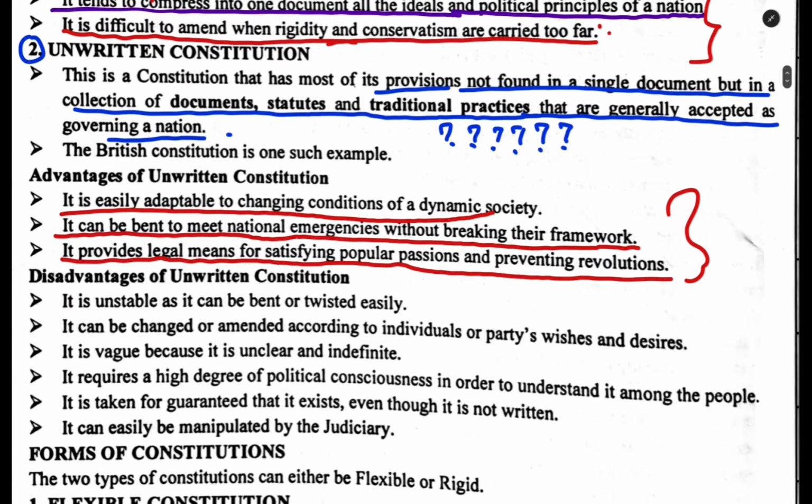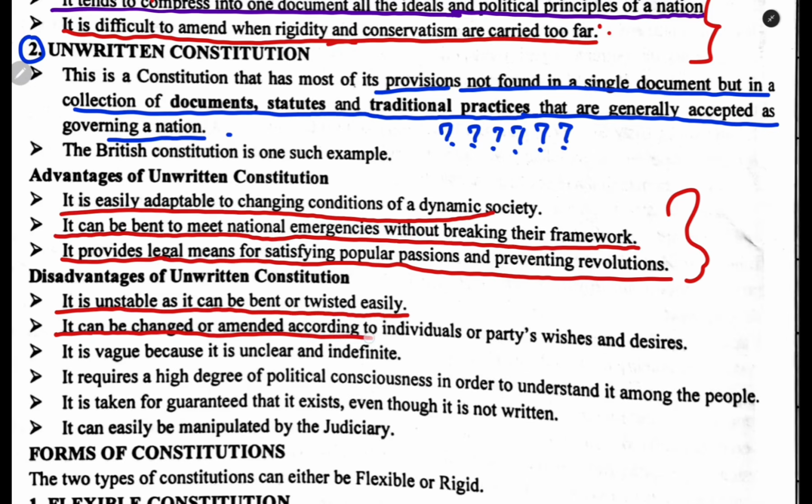What about the disadvantages? Okay, so all these good things that we've talked about, this kind of constitution also has some drawbacks. One of them is that it is unstable and can be twisted easily. It can be bent or twisted easily.